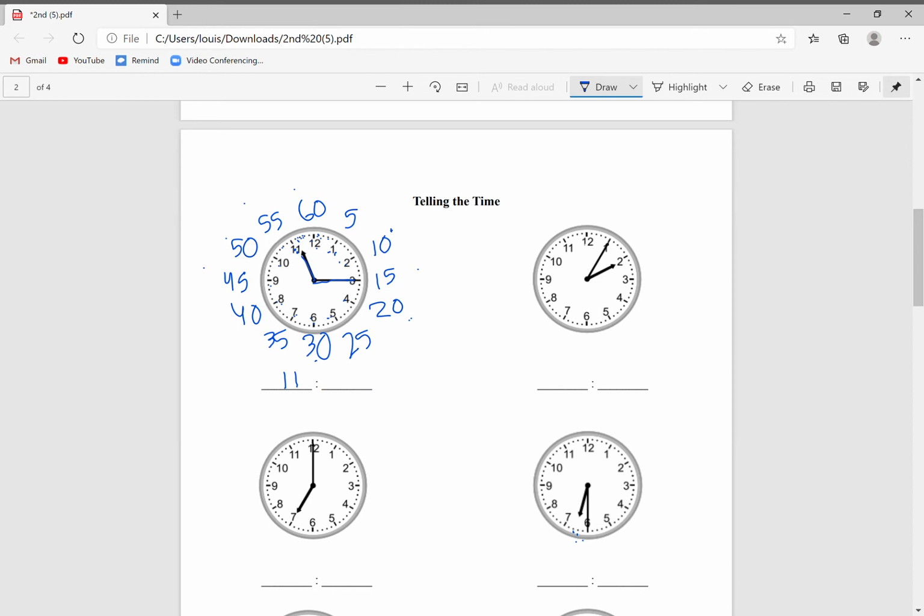Now, for the minute hand, because it's pointing directly at 3, and we know that 3 is not the minute but rather 15, as we see from here, we can just write 15. So for our answer, we would get 11:15, because the hour hand has not passed the 12 yet, so we know it's 11, and because the minute hand is pointing directly at 3, which we know is 15 because of our skip counting.